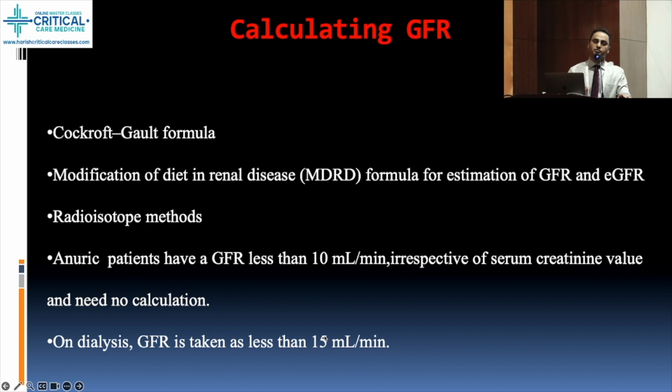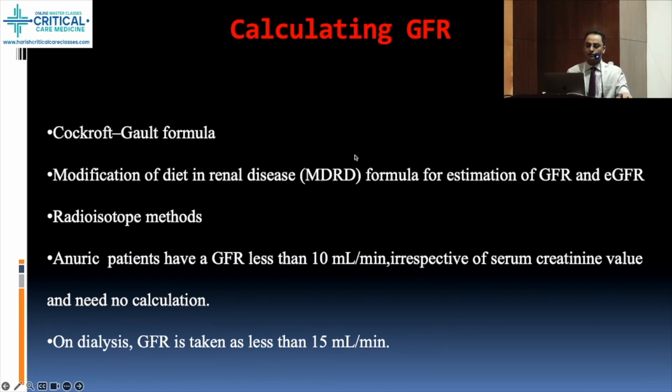Next comes the concept of whether we can calculate the dosage of the antibiotic just based on something called the Cockcroft-Gault formula. We have multiple things: calculating GFR by the Cockcroft-Gault formula, there is the MDRD formula, and then we have some radioisotope technology, which is beyond the scope on a routine basis at the bedside. So we assume an anuric patient has a GFR less than 10. Is it so easy for assumption? I'll tell you it is not so easy. On dialysis, we take GFR as 15 and we calculate the dosage of the antibiotic. Again, it is not a correct way to calculate.